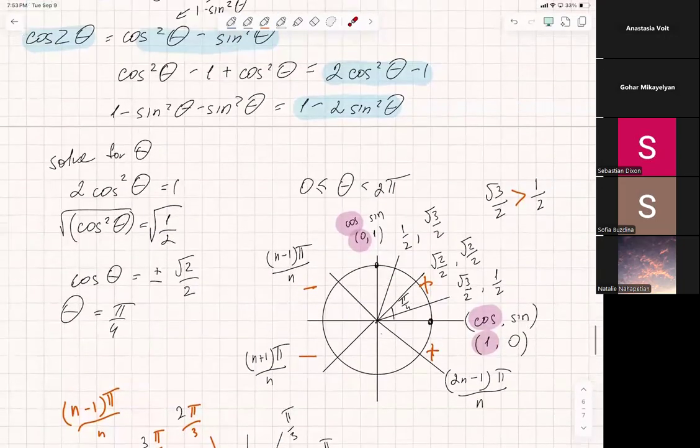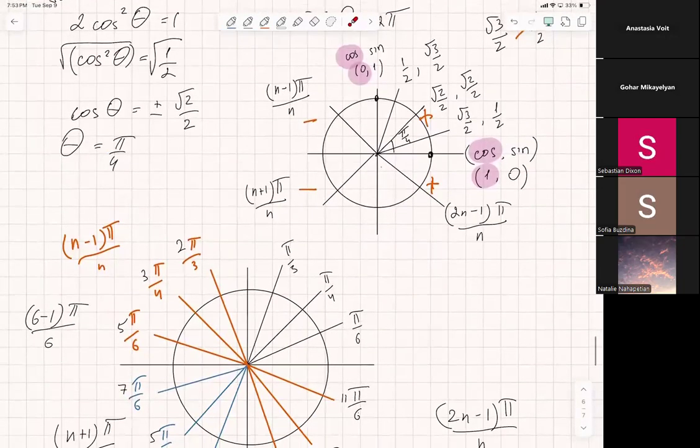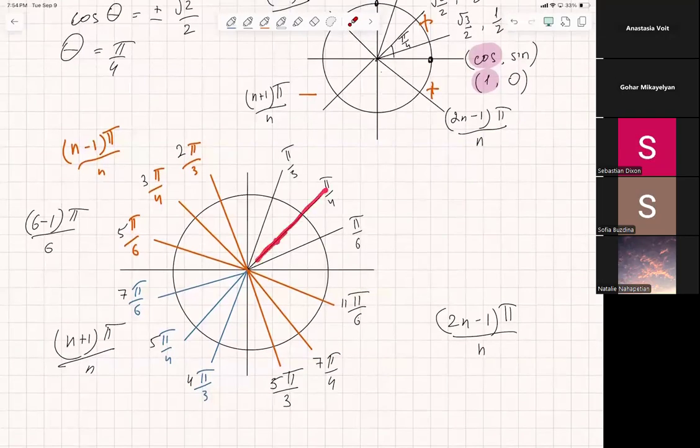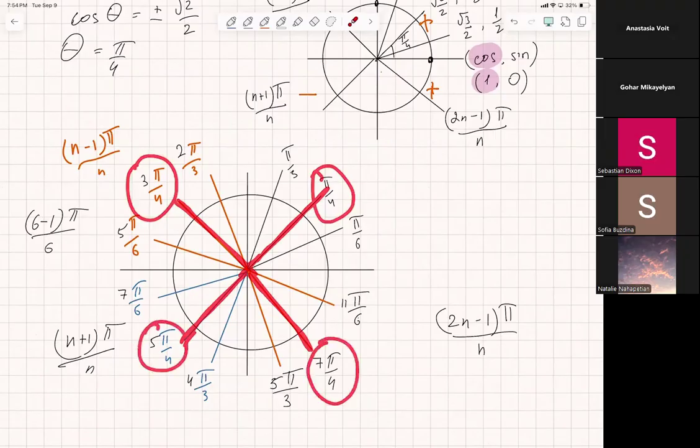So going back to our problem, we need to figure out where my cosine theta is plus or minus square root of 2 over 2. So that's going to be this one, right? Then this one, and this one. So all these four values would be the answers for my theta, right? So I included pi over 4 already. Now the next one is 3 pi over 4, 5 pi over 4, and 7 pi over 4, right?